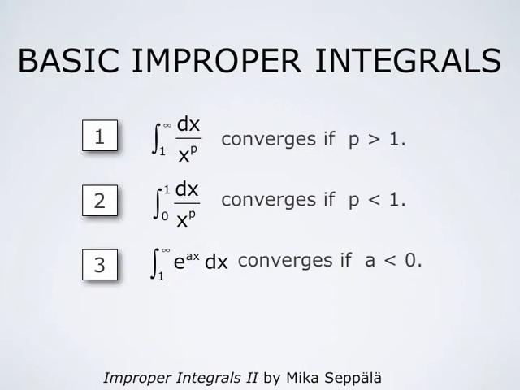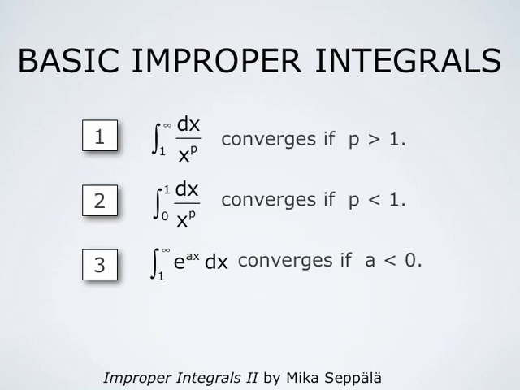To summarize this discussion, we list the basic improper integrals of which we know when they converge and when they diverge. The first one is the integral from 1 to infinity dx divided by x to the power p. This converges if p is greater than 1. Related to this is the integral from 1 to infinity x to the power p dx, and that converges if p is less than negative 1. This is then an integral of type 4. An integral of type 2 is the integral from 0 to 1 dx divided by x to the power p. It converges if p is less than 1.